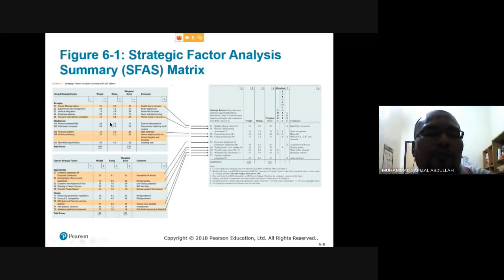How to assign the weight to each factor? You give the highest weight to the most important factor. If the factor is slightly less significant, you give a lesser weight. You can assign any weight you like to all these factors, but at the end of the day, it should not exceed 1.00. That is the basic rule of doing the matrices.